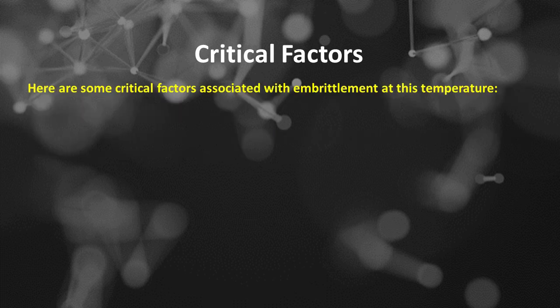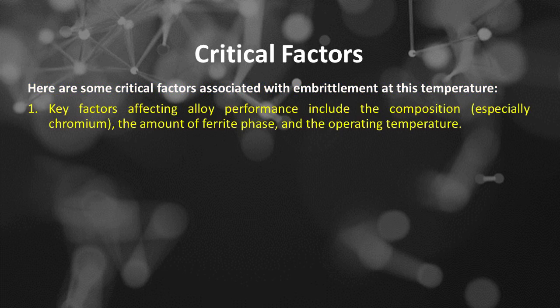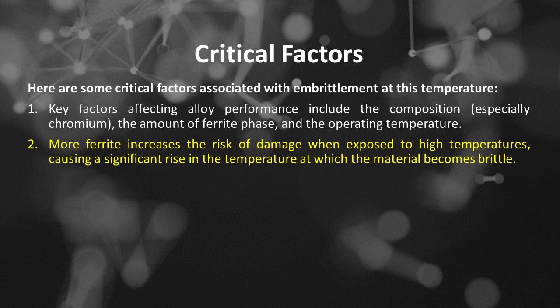Here are some critical factors associated with embrittlement at this temperature. Number 1 is key factors affecting alloy performance include the composition, especially chromium, the amount of ferrite phase, and the operating temperature. Number 2 is more ferrite increases the risk of damage when exposed to high temperatures, causing a significant rise in the temperature at which the material becomes brittle.